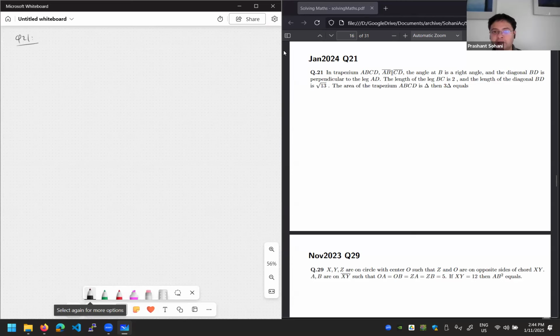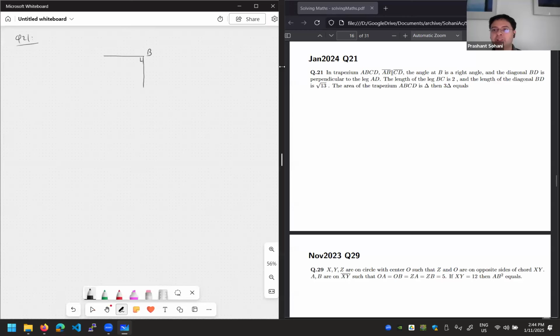You don't have to necessarily start from the first line. For example, I'm thinking to draw this diagram like this: what is given is angle at B is a right angle. So I will just draw angle B as a right angle without committing the position of A and C. Then, the diagonal BD is perpendicular to AD. So then I will start to add more details.